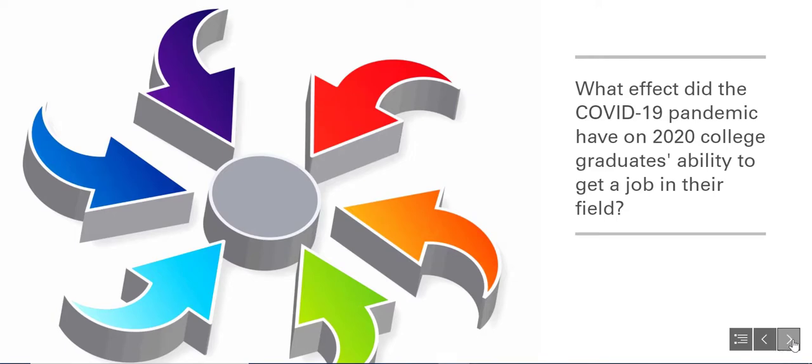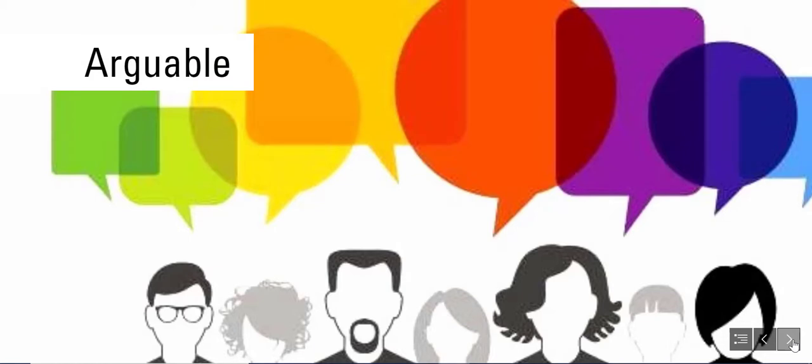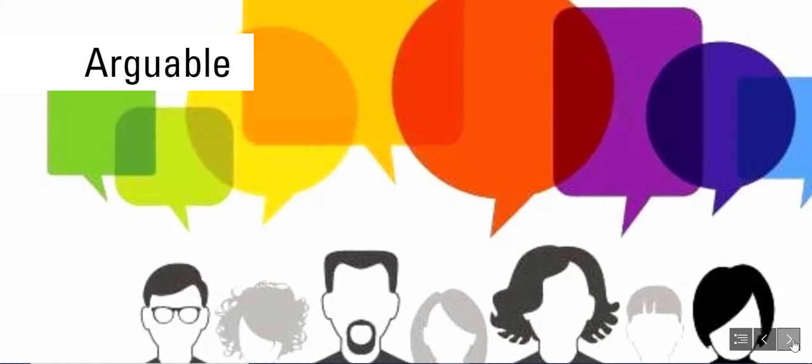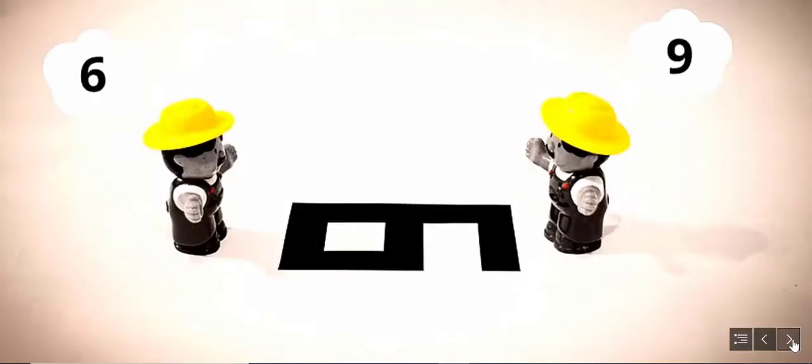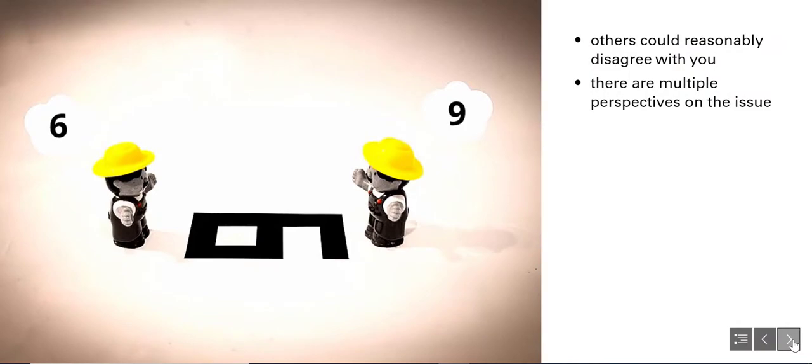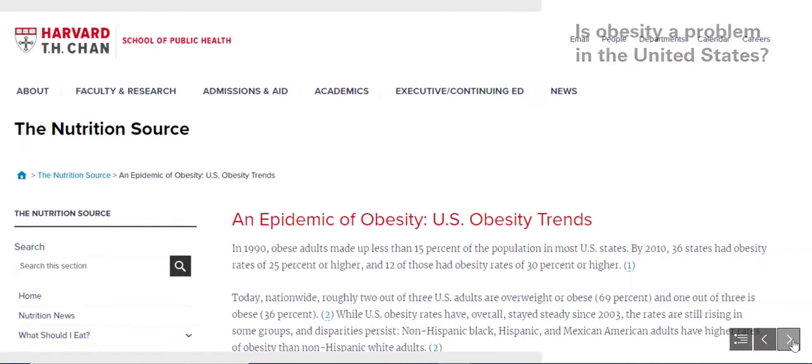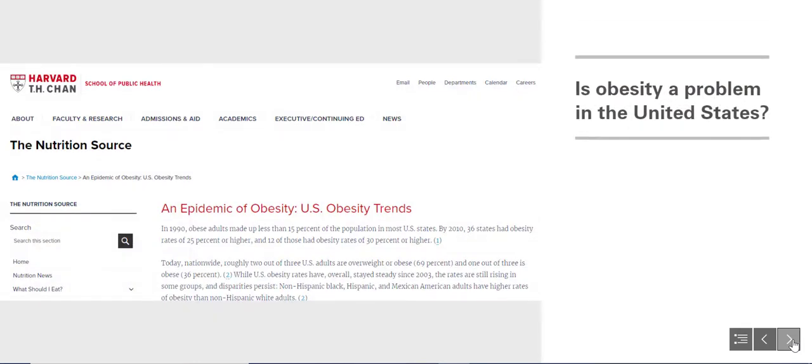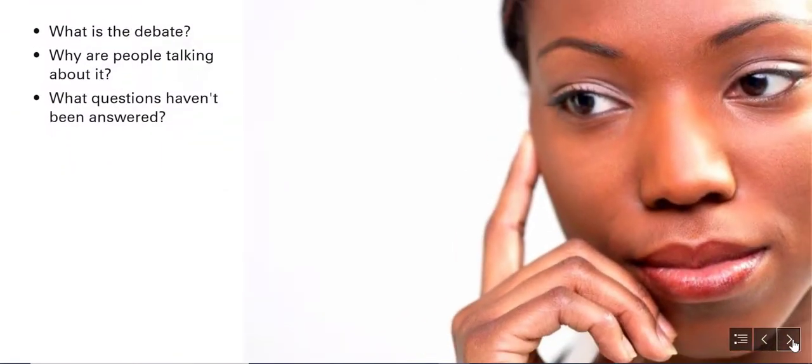Finally, your research question should be arguable. The answer to your question should be something that others could reasonably disagree with by considering a different perspective or other evidence. Asking, "Is obesity a problem in the United States?" is really not a good research question because it's pretty well established through research and evidence that, yes, obesity is a problem. Think about how you could turn that into a question that is arguable.